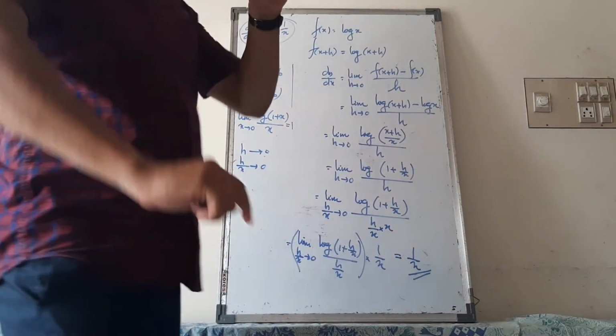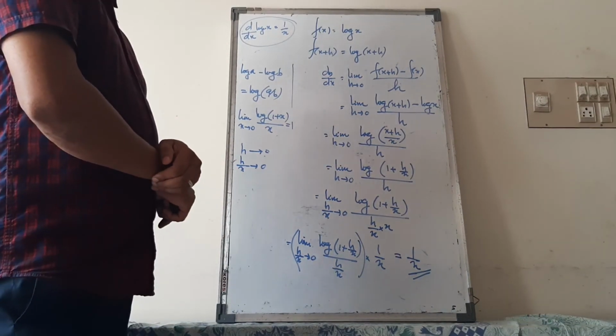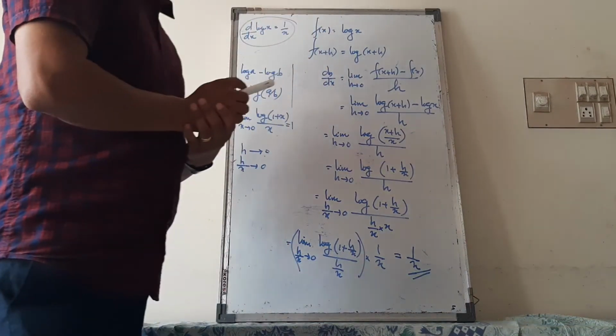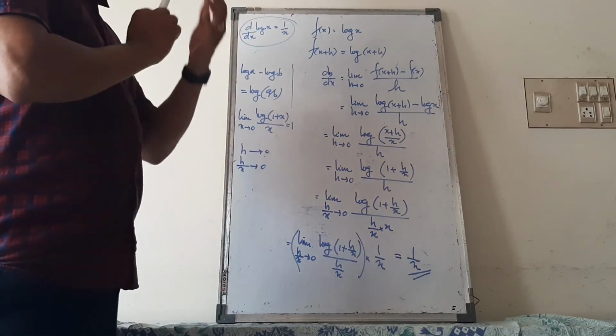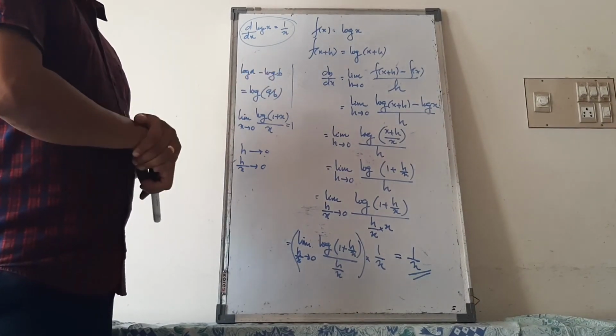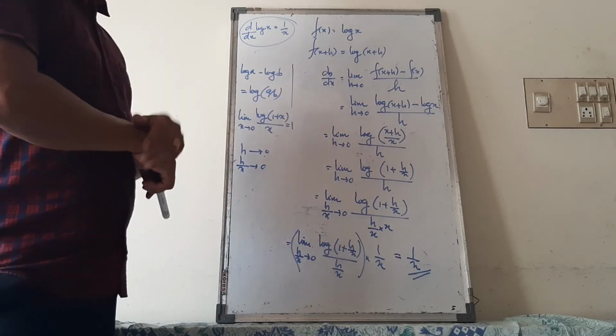We have already learned the derivatives of four functions. First is x raised to n. The derivative of x raised to n is n into x raised to n minus 1. Second, the derivative of root x is 1 by 2 root x. Third, e raised to x. And the derivative of log x is also equal to 1 by x.